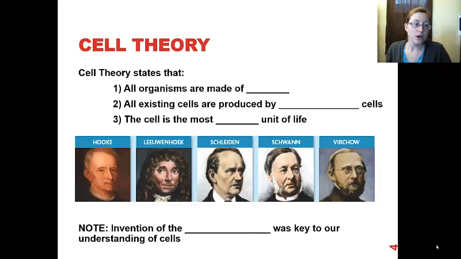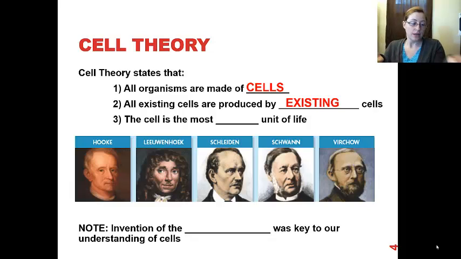So in starting to talk about cells, we need to look at history, and basically what happened was there were a number of experiments that were conducted, and from this came out the cell theory. That is one, that all organisms are made of cells. So in order to be considered living, you have to have cells. Next is that all existing cells come from other existing cells.